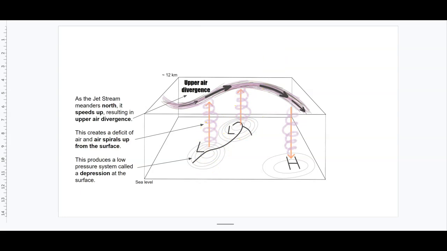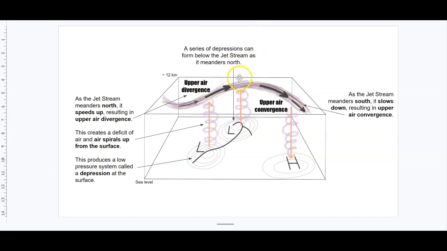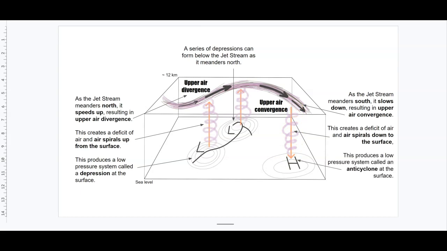Now, just while we're here, we'll take a wee look at how this whole process helps to form anticyclones as well. Because as it spirals down or meanders down towards the south, it slows down, resulting in upper air convergence. More air is arriving than leaving. That, again, is a surplus. I know it says deficit there, but that's a typo. It's a surplus, so the atmosphere does not like that imbalance. It sends the air down towards the surface, reinforcing the high pressure system at the surface itself.